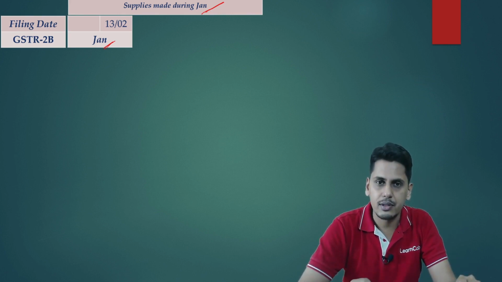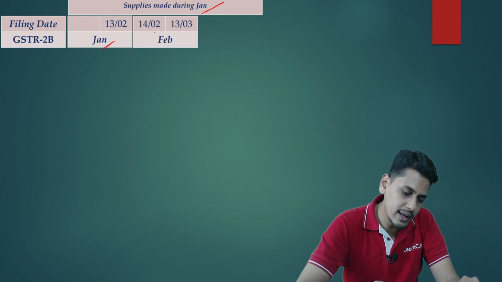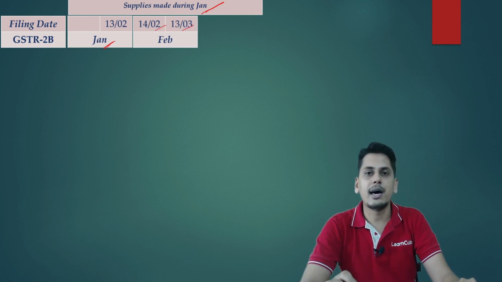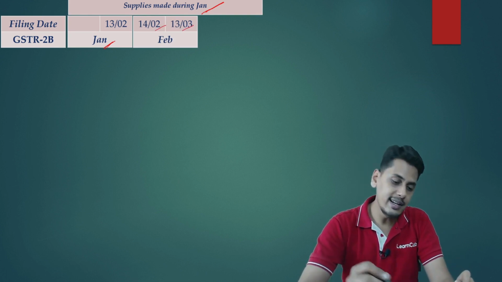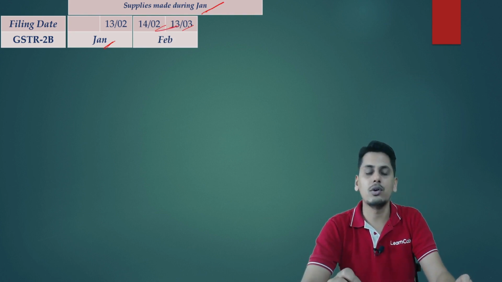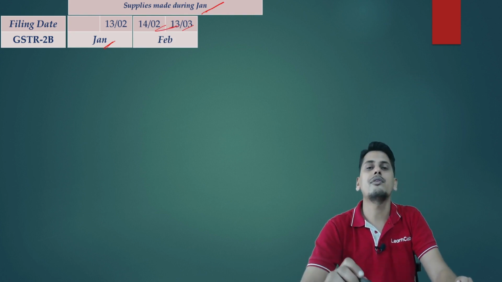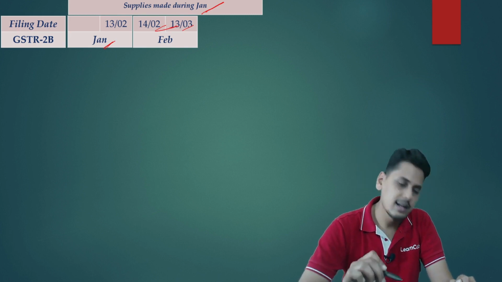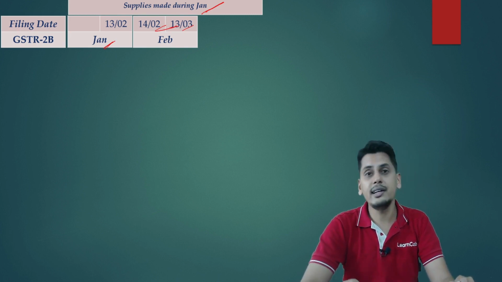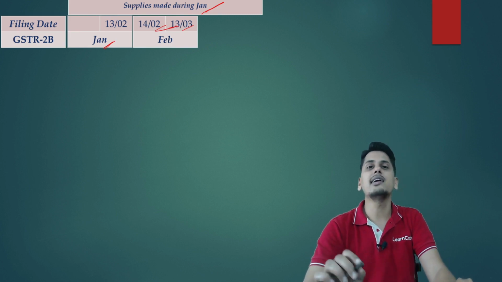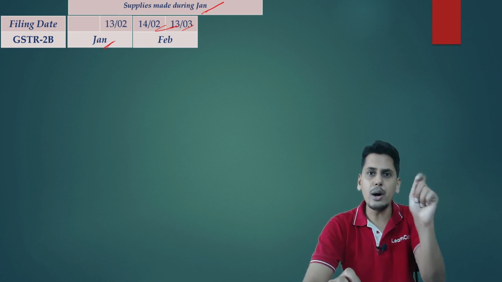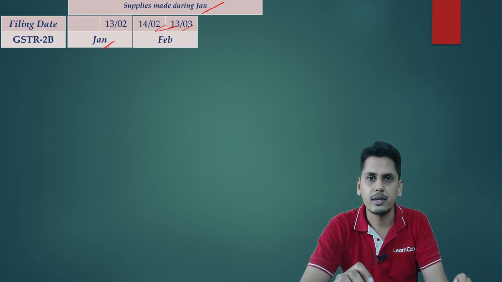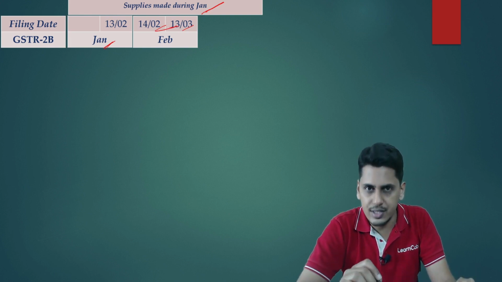But what should be the cutoff date for February month's GSTR-2B? For February, what is the due date? 13th of March. Therefore, here we have 14th of February till 13th of March. This is going to be the window. The details which are given between this window will appear in GSTR-2B of February. Similarly, friends, if the details are furnished after 13th of March, which means from 14th of March onwards, it would appear in March month's GSTR-2B.